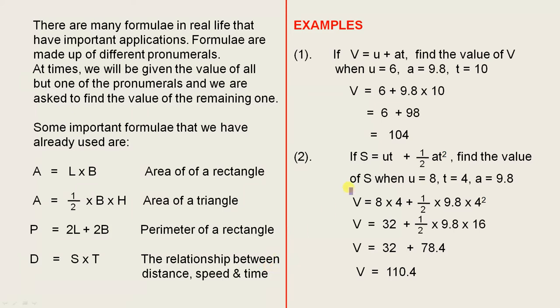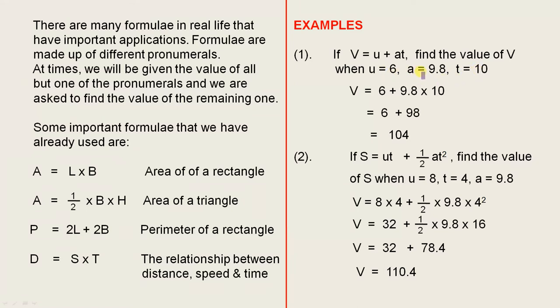So let's have a look at some examples of how we are given a formula or an equation. We're given all but one of the values and we have to find the particular value. So here we have V equals U plus AT, a very famous equation that you'll meet later on in physics. And we have to find the value of V when U equals 6, A equals 9.8 and T equals 10.